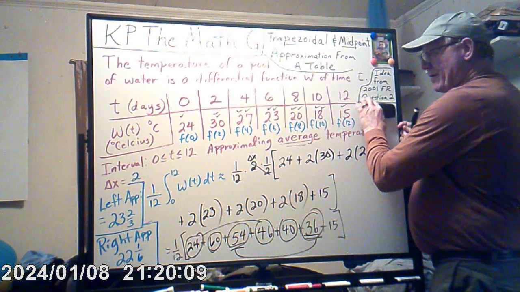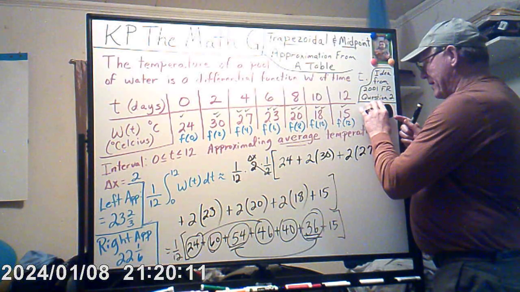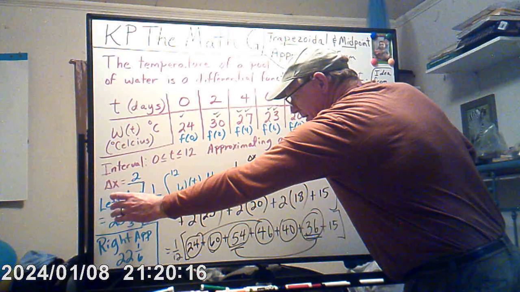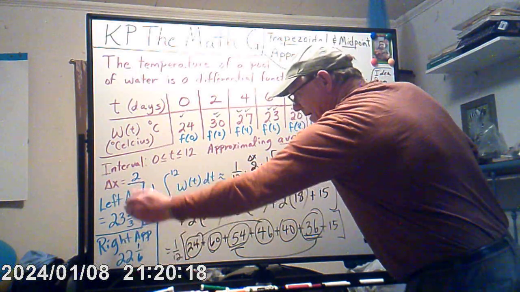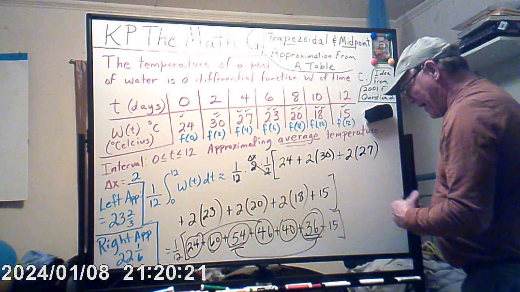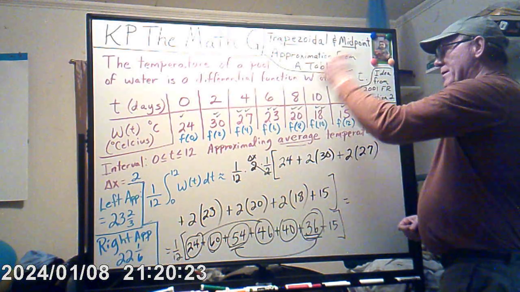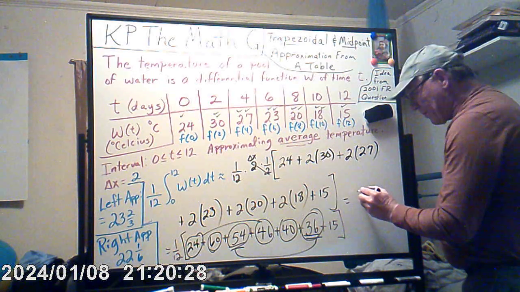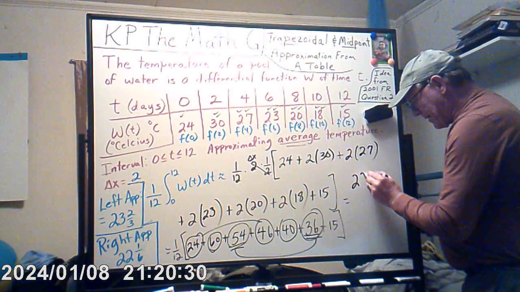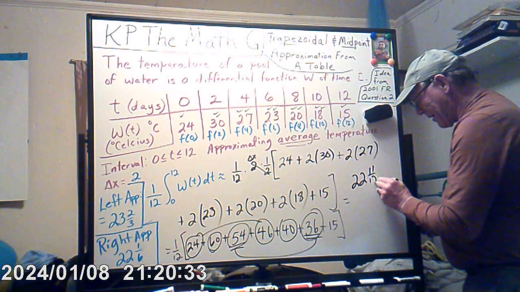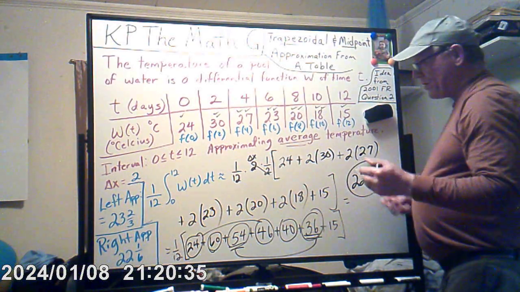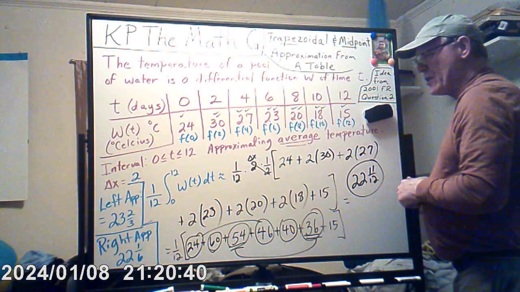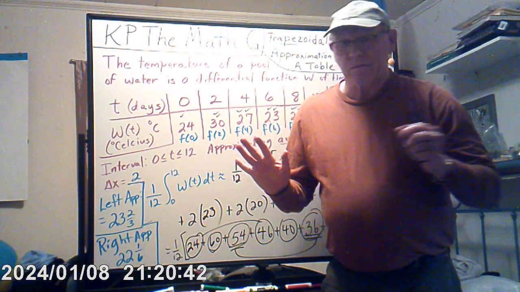And that's what I said I would get from the last one when I said that we would average the left approximation with the right one. You add the two up and divide by 2. That is exactly what the trapezoidal is going to give you. Okay? So that is 22 and 11/12. Almost 23. That's pretty close.